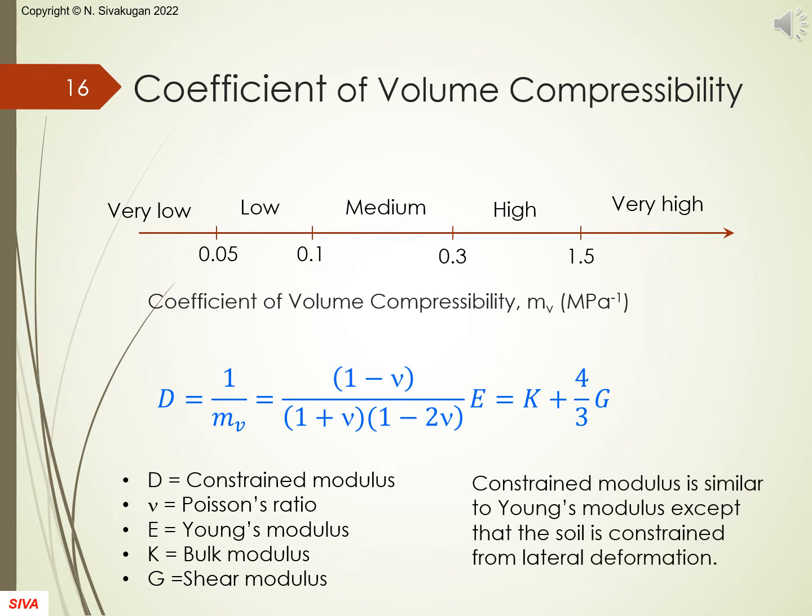Here, we show a scale for mv, starting from almost 0 for a very stiff clay to more than 1.5 MPa to the power of -1 for a very soft clay. The reciprocal of mv is known as the constrained modulus, D. Constrained modulus is similar to Young's modulus, it is just that the clay is constrained from any lateral deformations. So, understandably, constrained modulus is generally larger than the Young's modulus. Only when the Poisson's ratio is 0, they are equal. Here, K and G are the bulk modulus and shear modulus, respectively.